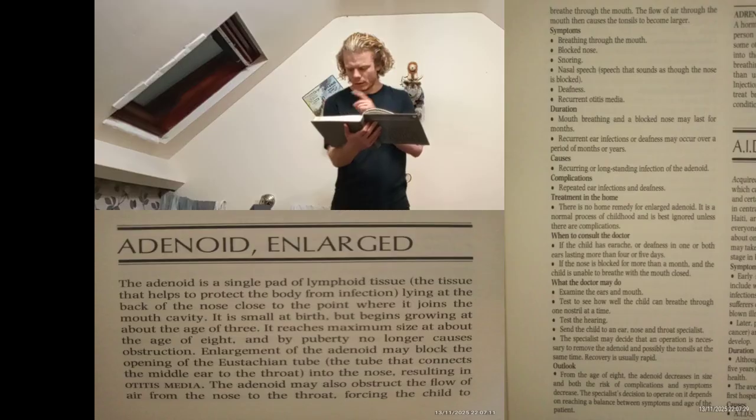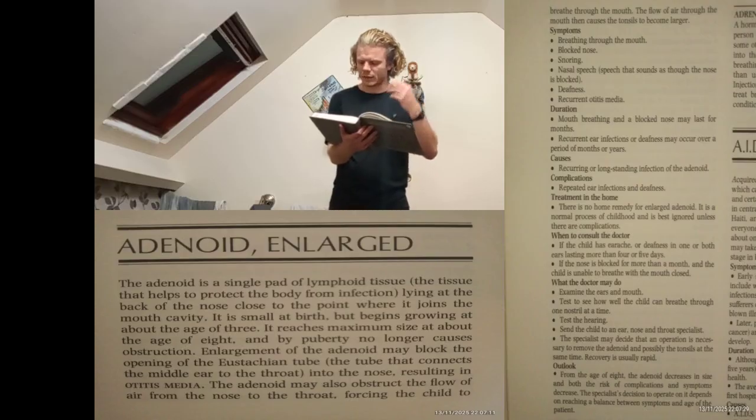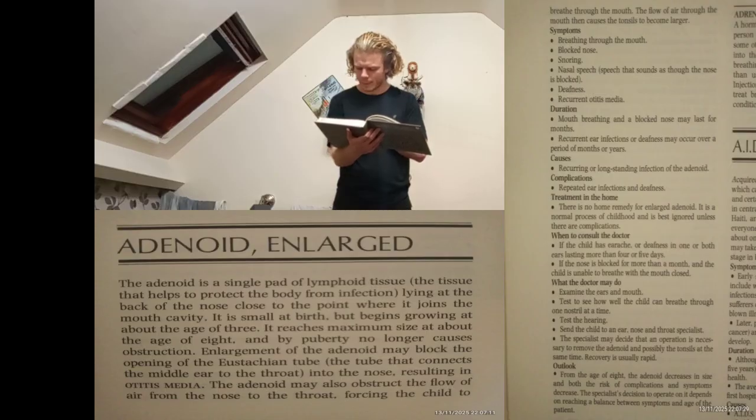Enlargement of the adenoid may block the opening of the eustachian tube, the tube connected from the middle ear to the throat. So, it doesn't really make sense. The eustachian tube is the tube that connects the middle ear to the throat. Now, if we read it without the brackets, it may block the opening of the eustachian tube into the nose. It goes not to the throat, but to the nose.